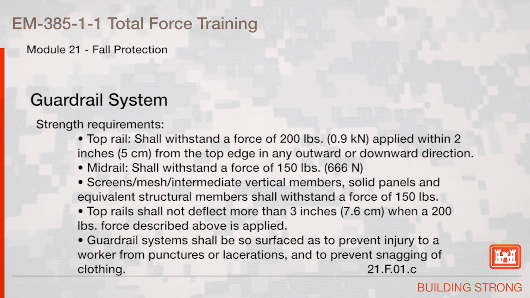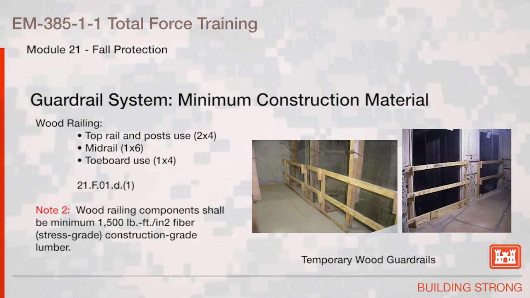Guardrail systems shall be so surfaced as to prevent injury to a worker from punctures or lacerations and to prevent snagging of clothing. Guardrail systems minimum construction material.